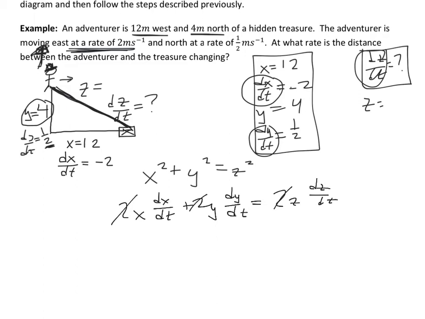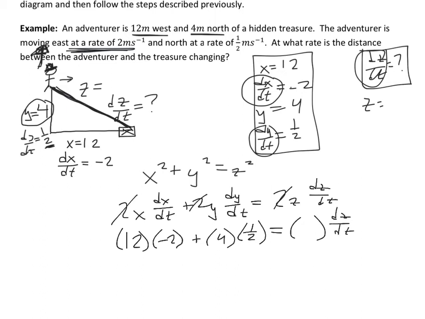So now, as I'm going through and thinking about this thing, I've got x, it's 12. I've got dx/dt, it's negative 2. I've got y, it's 4. I've got dy/dt, it's 1/2. z I don't have, and dz/dt is the thing I want to find, so I'm not expecting to be able to find that before this. So it's clear that I need to know what z is.